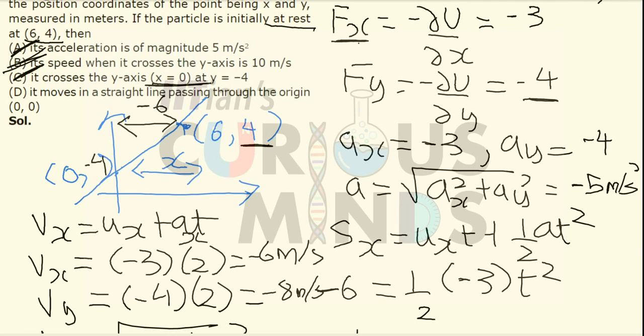Does it pass through the origin? No, it does not pass through the origin. It passes through the point (0, -4). So if I draw the actual line, it will pass somewhat like this, that is, through the negative y-axis. So option D is incorrect. So the correct options are A, B and C.